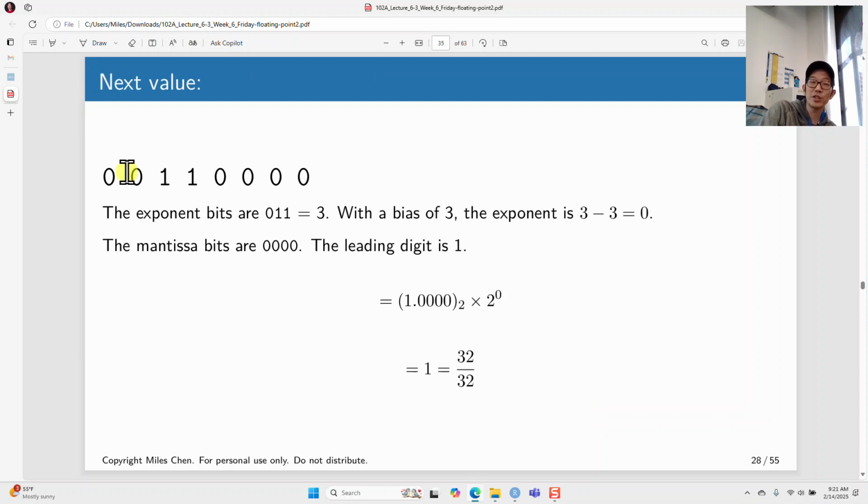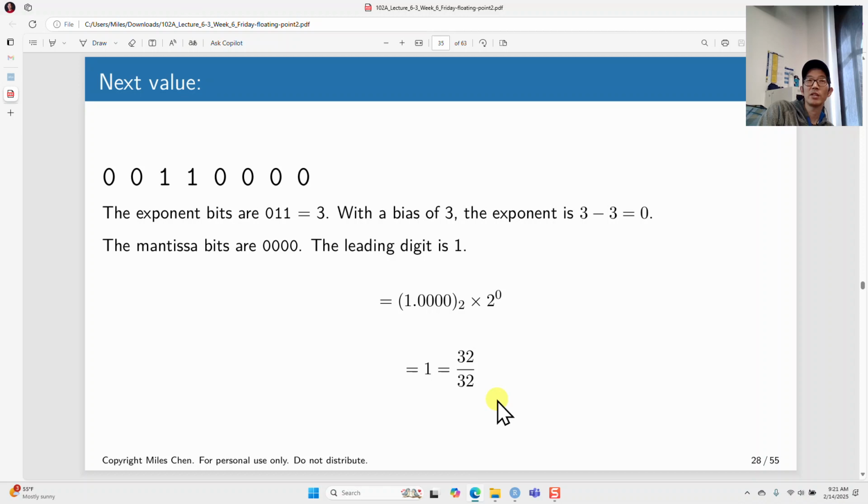Here my exponent bits are 0, 1, 1. That's 3 in binary. My bias is 3. So my exponent is going to be 0, 2 to the 0. My mantissa bits are all zeros. My leading digit is 1, so that's going to be 1.0000 times 2 to the 0. So that's just 1, or 32/32.